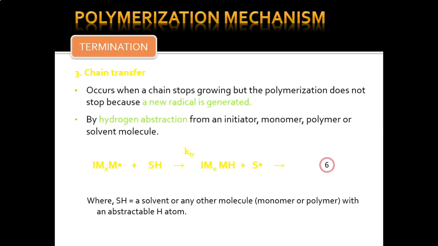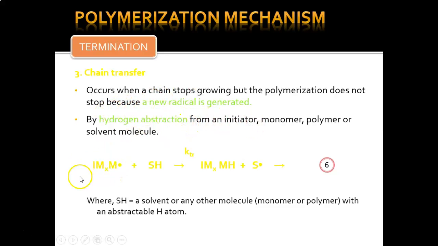We look at the overall process of chain transfer first. Chain transfer occurs when a chain stops growing, but the polymerization does not stop because a new radical is generated. So it happens by hydrogen abstraction from the initiator, monomer, polymer, or solvent.